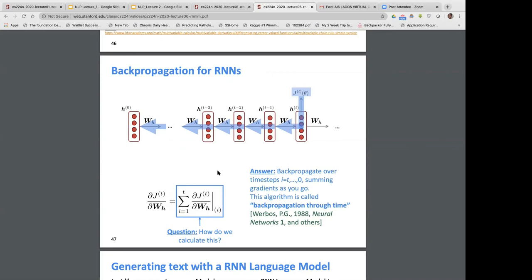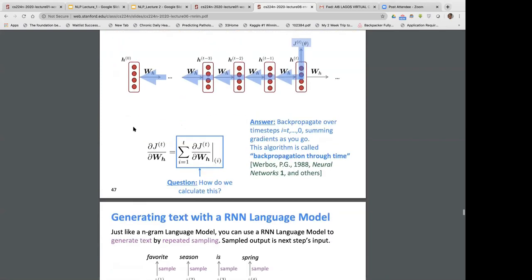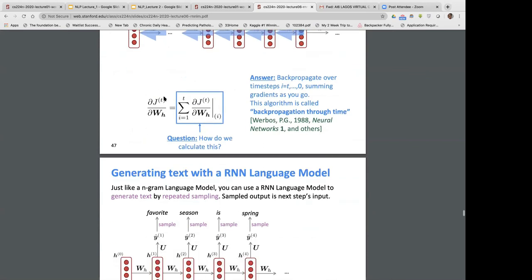So this is basically how you derive your loss with respect to whatever hidden state, remember, to the weights of your hidden states. So you backpropagate over time steps, starting from here, and then you sum the gradients as you go. You're backpropagating through over this time step, and then you accumulate the gradients as you go until you get to whatever weights you're interested in.